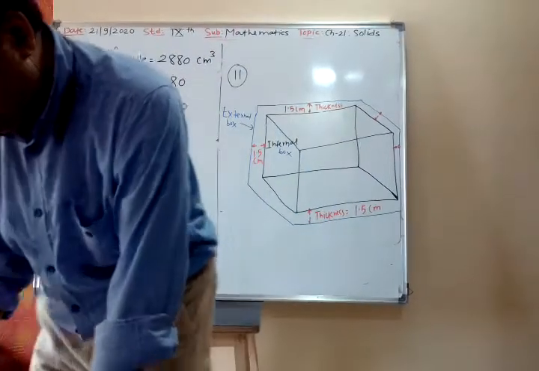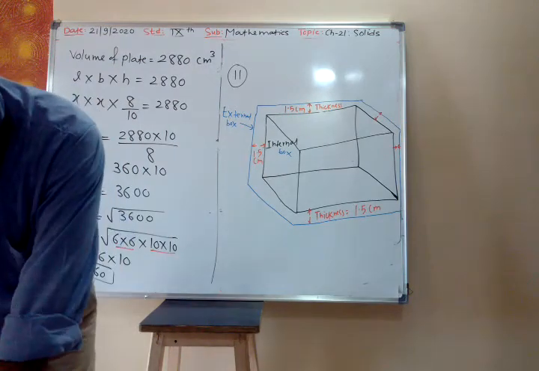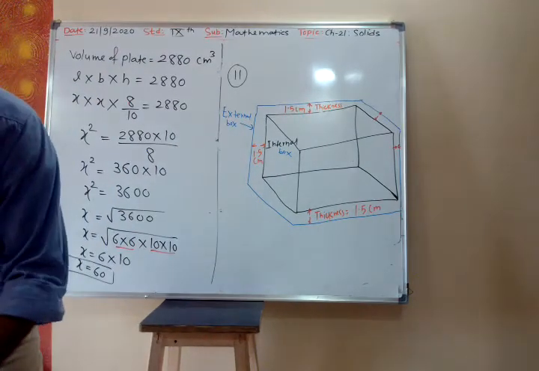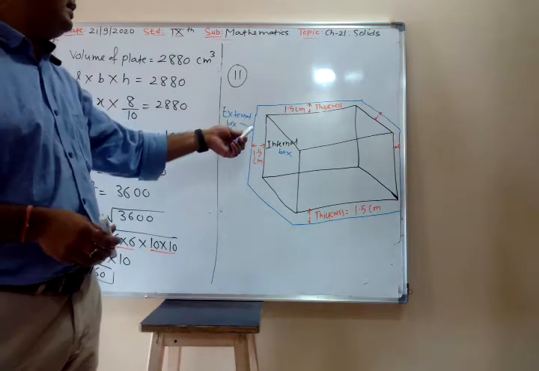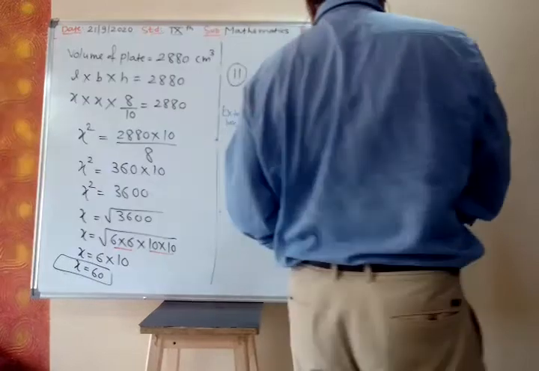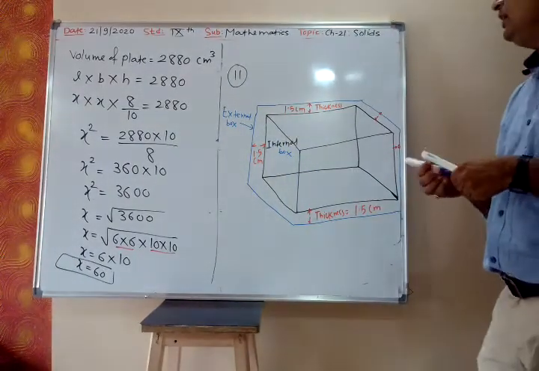So now it is asked. The external dimension is given, meaning the outside length, breadth and height are given.